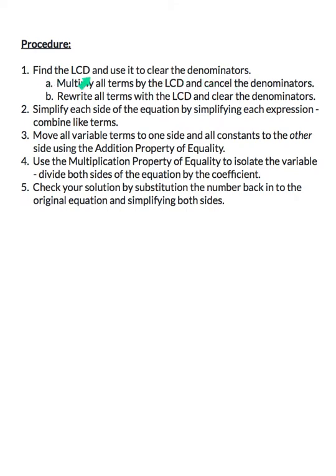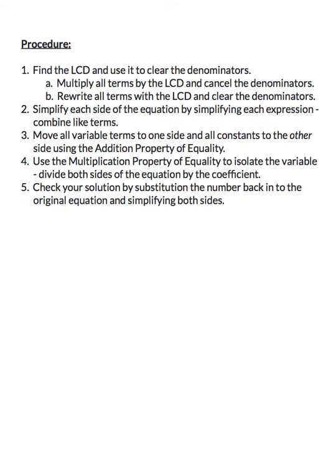In order to do this, we want to find the least common denominator, and we can do one of two things. We can multiply both sides of the equation by the LCD and cancel the denominators. Notice that by multiplying all terms, we are essentially multiplying both sides of the equation by the same number, so it is allowed. The second way that we can do this is rewrite all terms with the LCD and clear the denominators. We'll explain why this is possible as well as we look at examples.